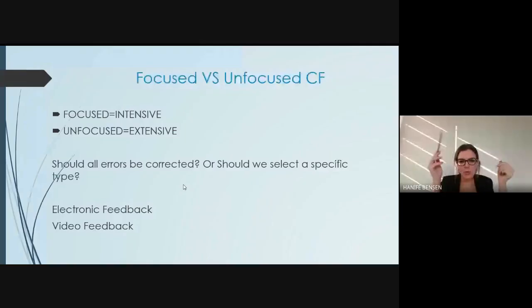We use the comment section to provide students with feedback on their errors. So we give electronic corrective feedback on our computers. Another way of providing feedback to our students is with video feedback. What we do with video feedback is we record ourselves giving explicit corrective feedback to our students, and then they watch the video and they correct themselves.